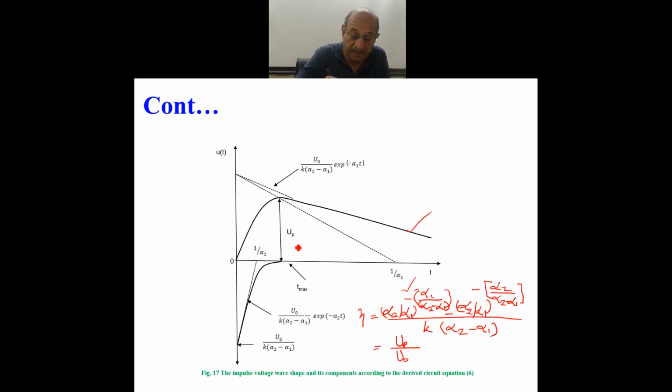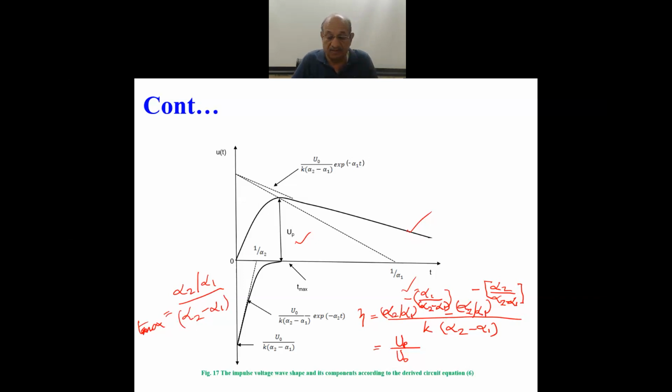So the UP is being given here in this diagram, is determined like that, and the time required to reach UP, that is the maximum time required, T max, will be given by alpha 2 by alpha 1 upon alpha 2 minus alpha 1.